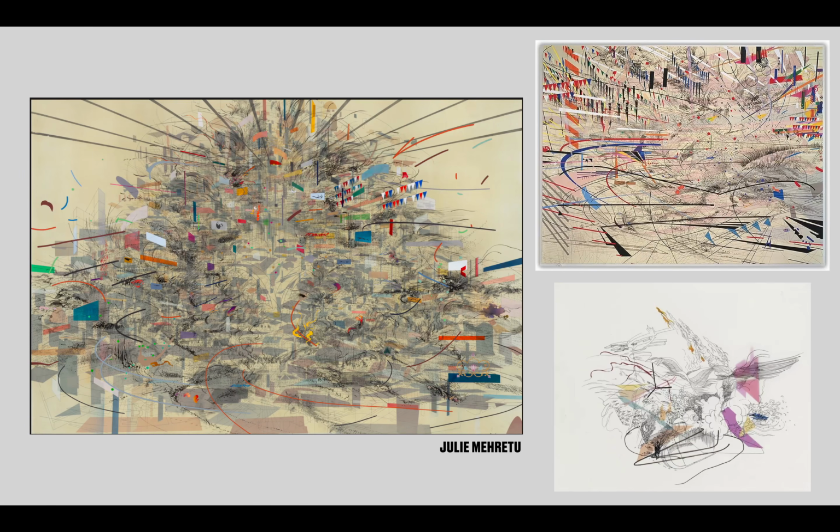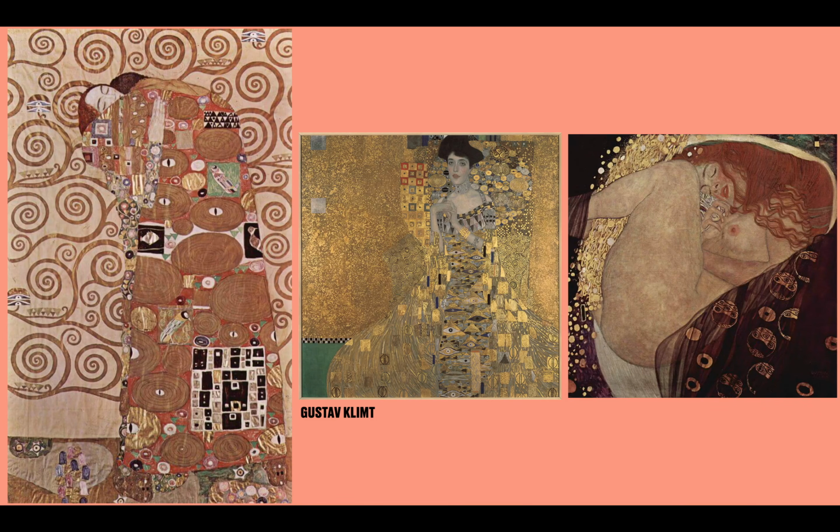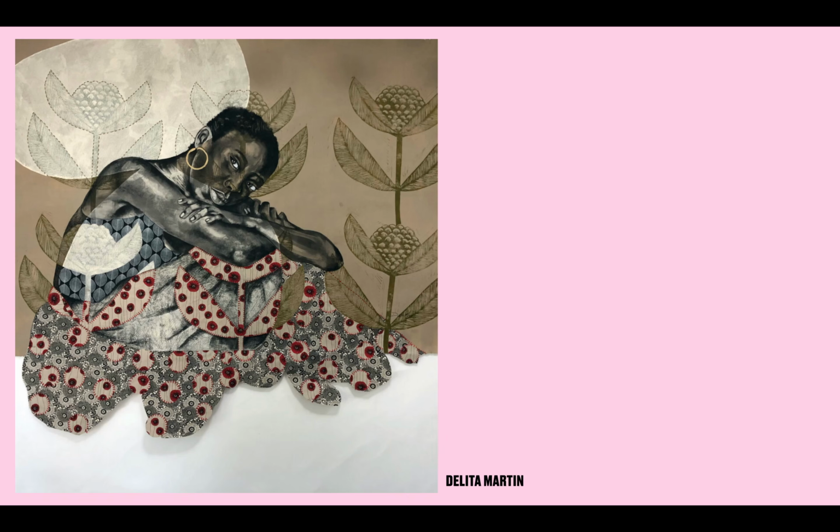Julie Mehretu, just like we talked about, uses a combination of so many different mediums: acrylic paint, ink, graphite, collage. Gustav Klimt painted a lot on surfaces, but he was also known for collaging in gold leaf as well. Delita Martin's piece that we talked about with variety, she oftentimes collages patterns or sews into her canvases, uses fabrics as well as painting.